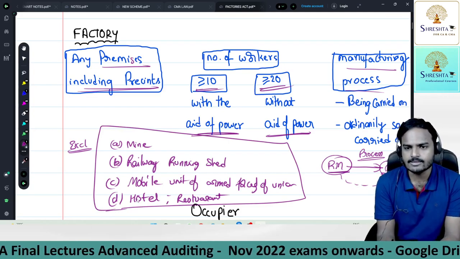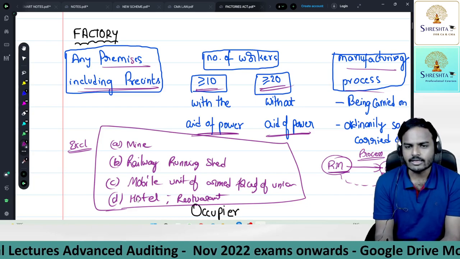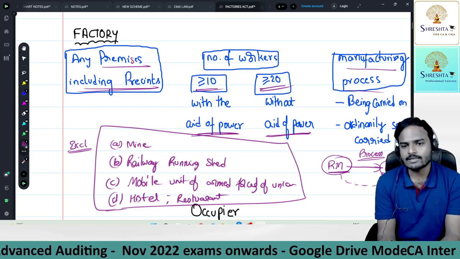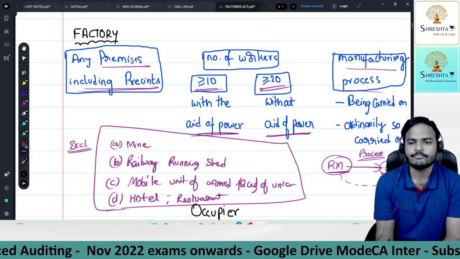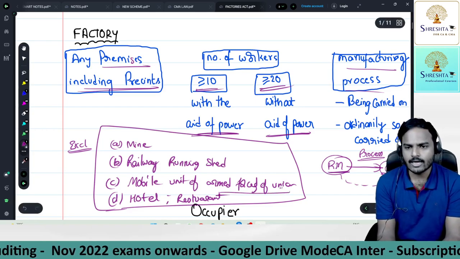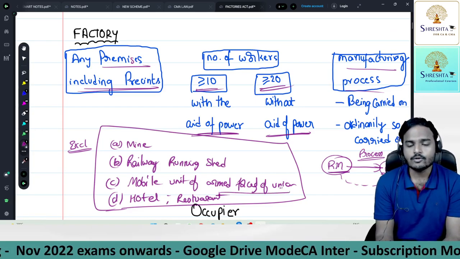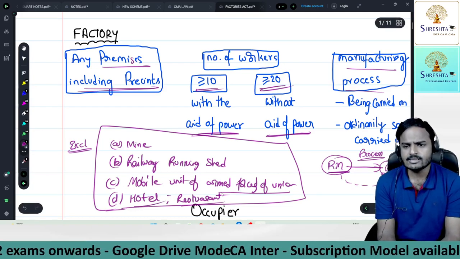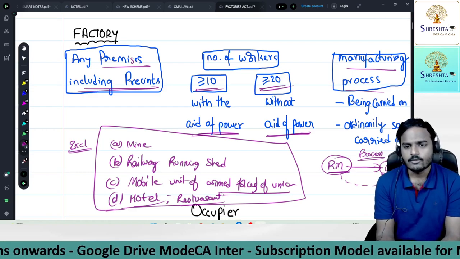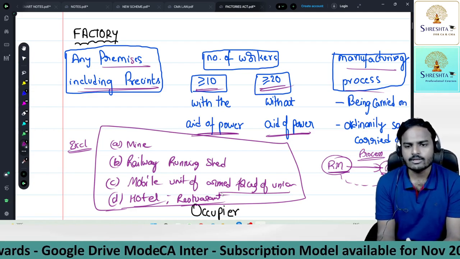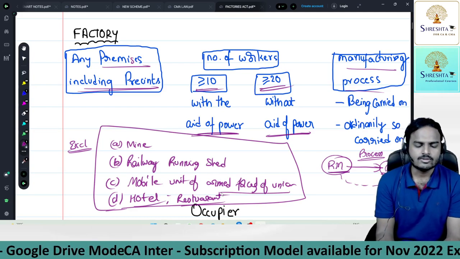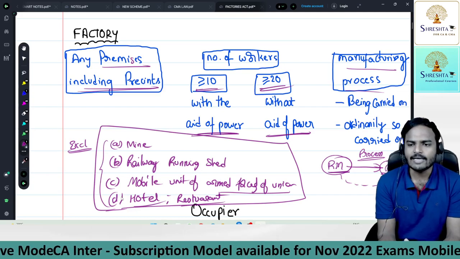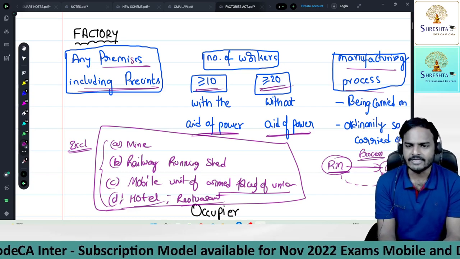For mines, there is a Mines Act, and railway running shed, cleaning railways, maintaining railways in a good condition, for them separate sets of rules and regulations are there. And coming to the armed forces of Union, we have three forces: Air Force, Navy, Army. And coming to the hotel restaurant, separate regulation is there, FSSAI, Food Safety and Standards Authority of India. It will regulate the restaurants. So these are already covered under separate rules and regulations. That's why we are not applying the Factories Act to these entities.